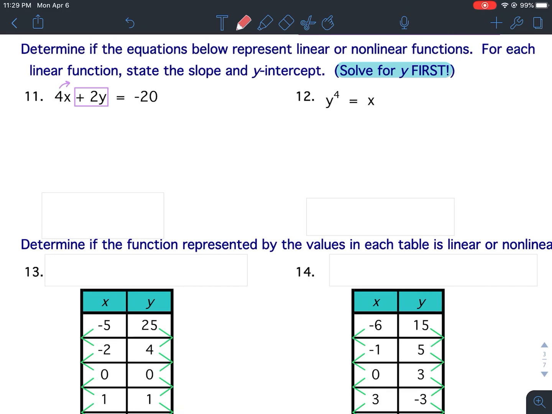Before we can do anything, we must solve for y first, because if an equation can be written over the form y equals mx plus b, then it will be a linear function. If it cannot be written in the form y equals mx plus b, then it is a nonlinear function.